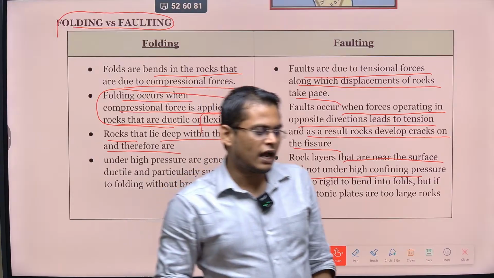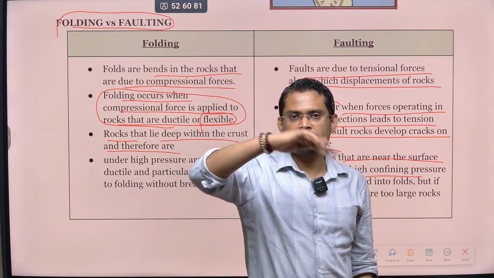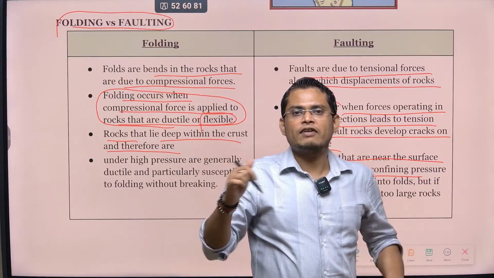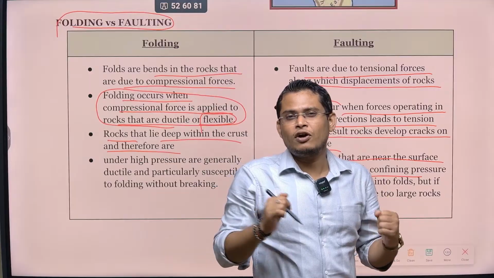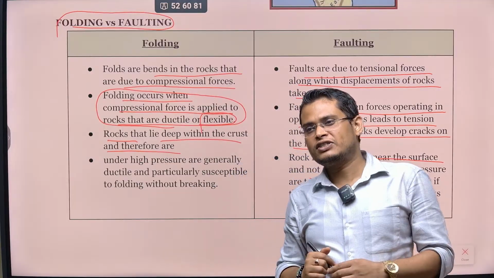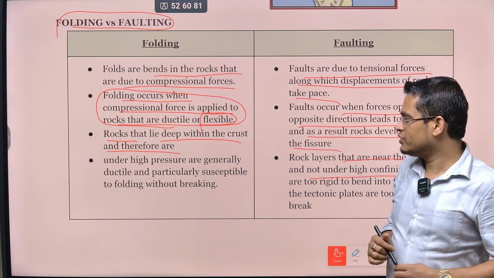The folding happens whenever there is buckling of the earth surface, and faulting happens when they are moving. So that is all, let's say, breaking of earth surface, and folding are generally found.